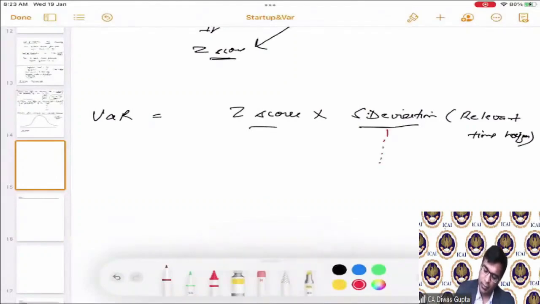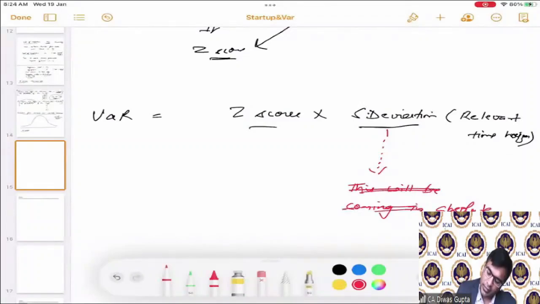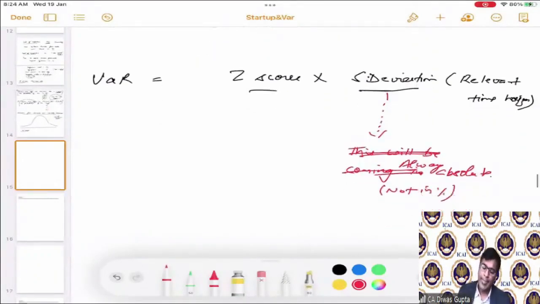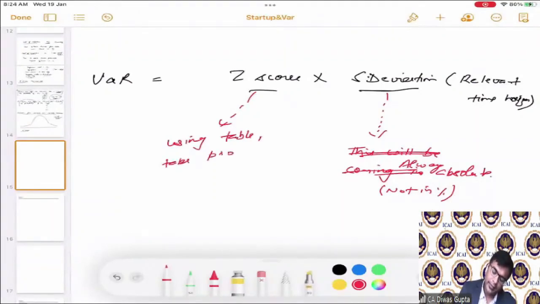Students, now please note, this is a very important point. This will always be coming in absolute. Always put absolute, not in percentage. We will see through the questions how. For the Z score using the table, take the probability and find the Z score. Simple.